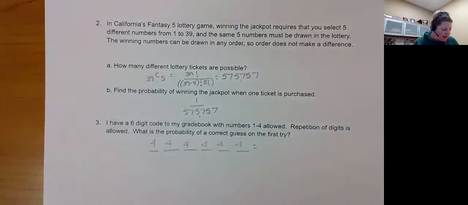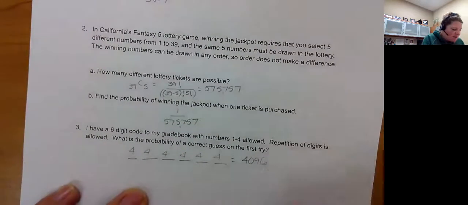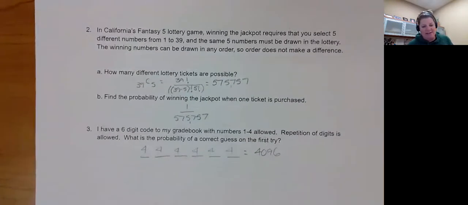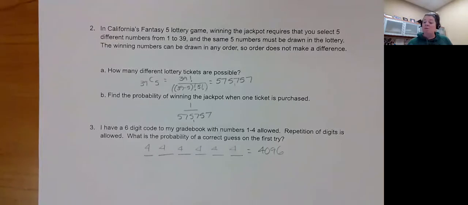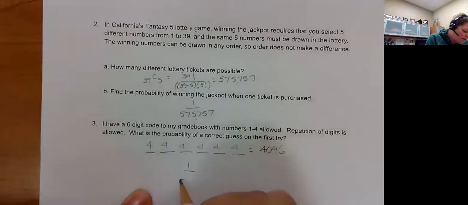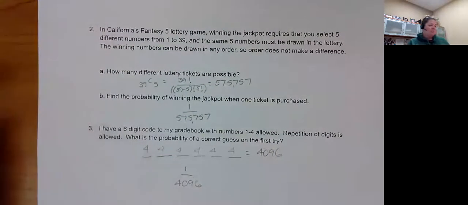So for this one, I'm going to do 4 to the 6th power, and I'm going to get 4,096. So there's 4,096 different ways to do a 6-digit code with only 4 numbers. Had I put 10 numbers, it would have been even harder to get my code, which makes sense. And so what's the probability of getting it on the first try? It would be 1 over 4,096. Okay, that's your probability.